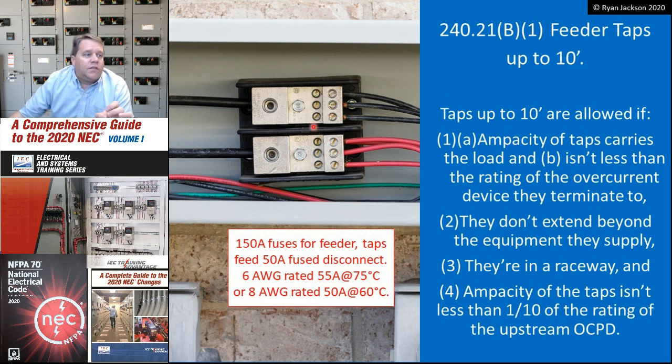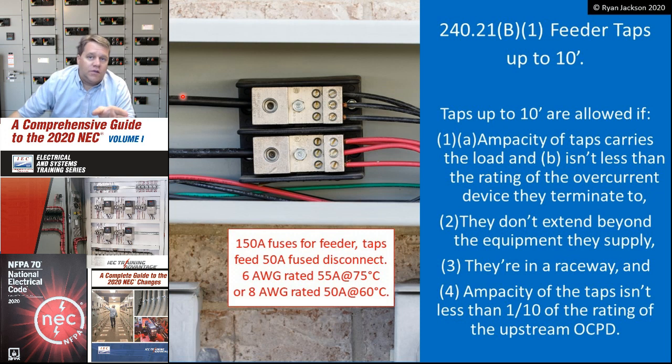I could come off with 6 gauge wire that's rated 55 amps at 75 degrees C if my terminals are rated 75. If they're not, I would have to use 8 gauge, which is rated 50 amps at 60 degrees. But here's the key: I size the taps based on the overcurrent device that they terminate to on the load side. Now, why is that legal? How is it okay to have a 6 gauge wire protected by a 150 amp circuit breaker or fuse?